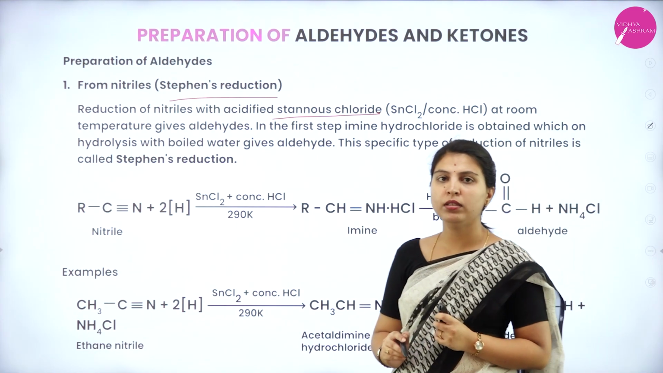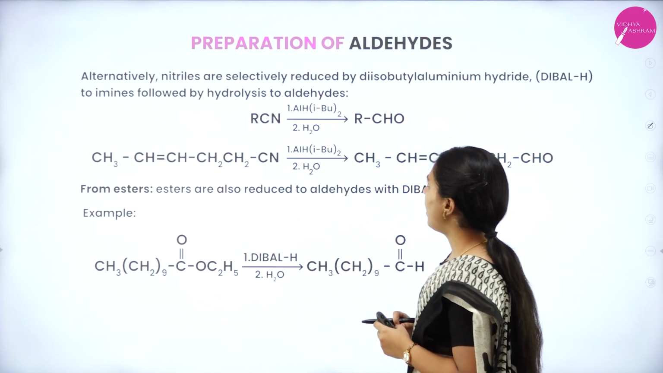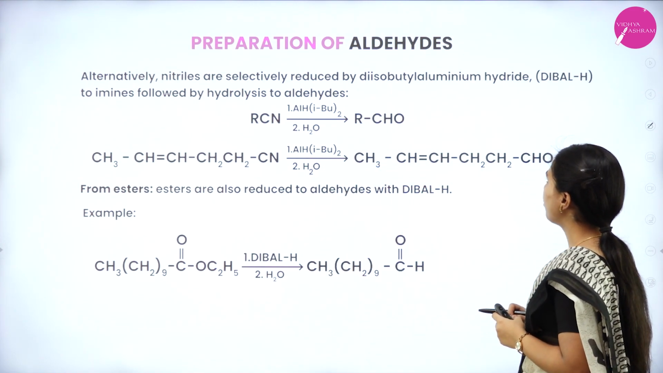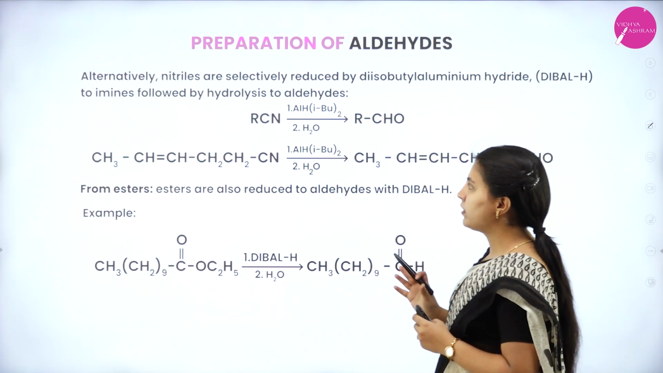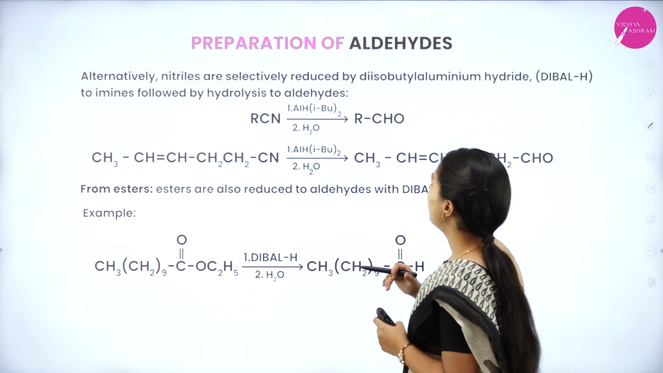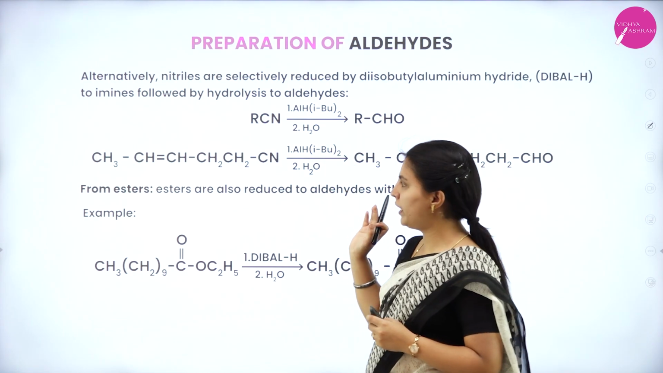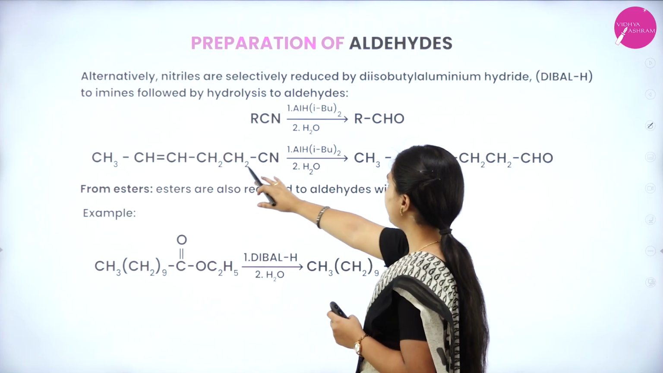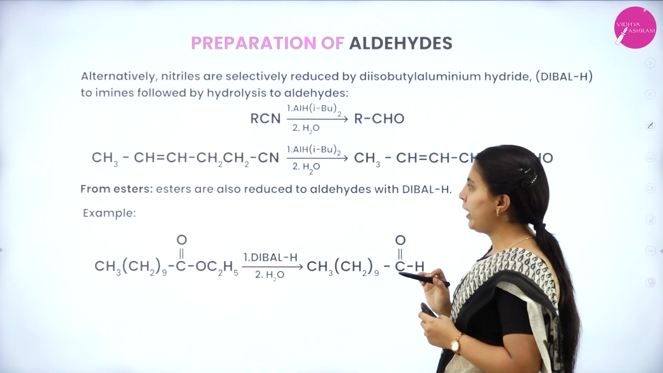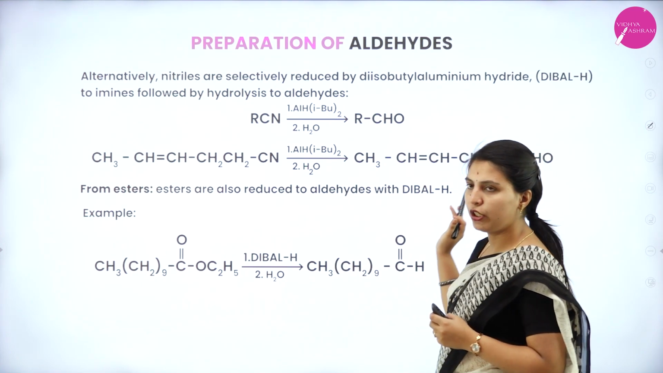with ammonium chloride. Alternatively, nitriles are selectively reduced by diisobutyl aluminium hydride. We will call it DIBAL-H, which is a good reducing agent. So, by using that, nitrile will form aldehyde. Okay, here we have taken one alkyl nitrile, using DIBAL-H and water, it will form the aldehyde group.